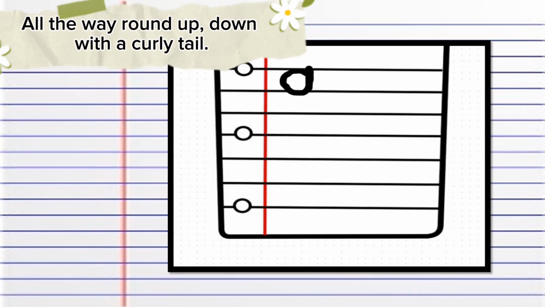G. All the way round, up, down with a curly tail.